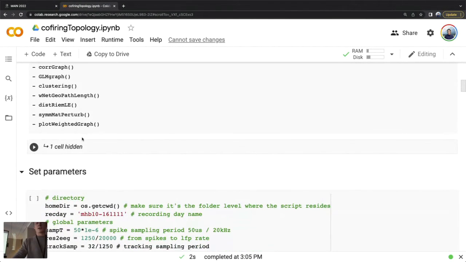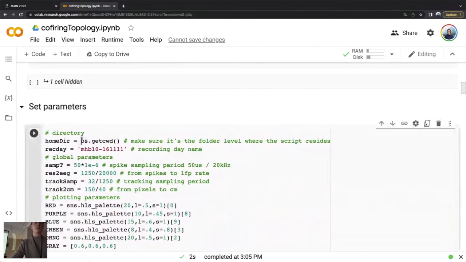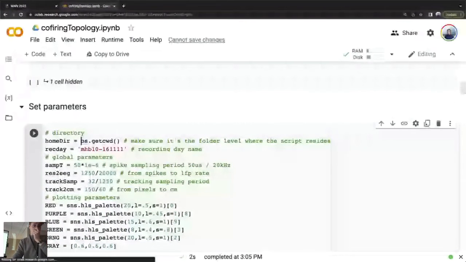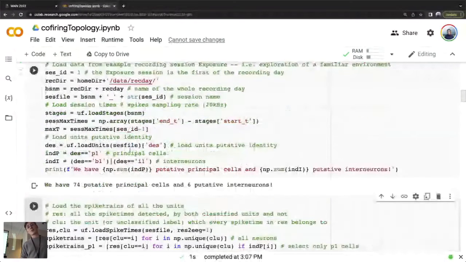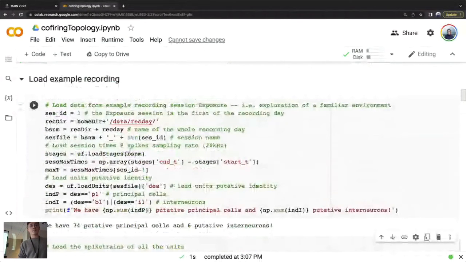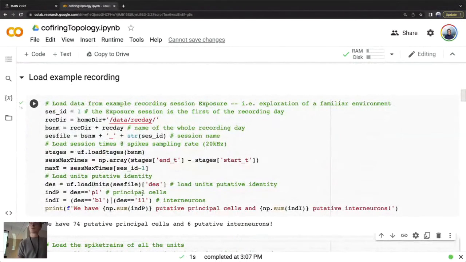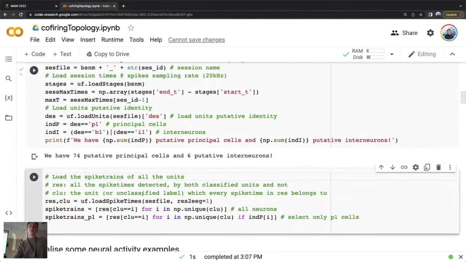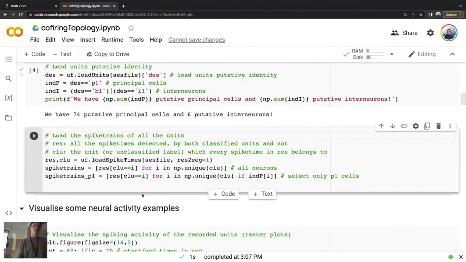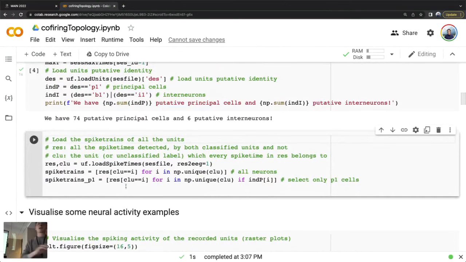So let's go on and set the parameters and load the data. Okay, so in this recording, we have 74 putative principal cells and 6 putative interneurons. Now we're going to have a look at what their activity looks like.